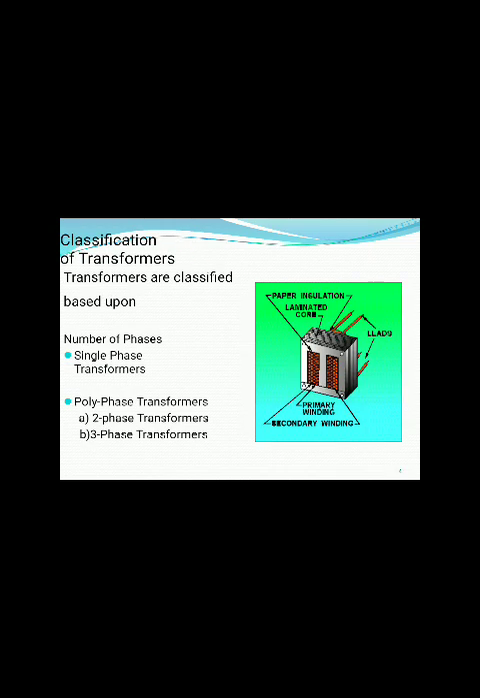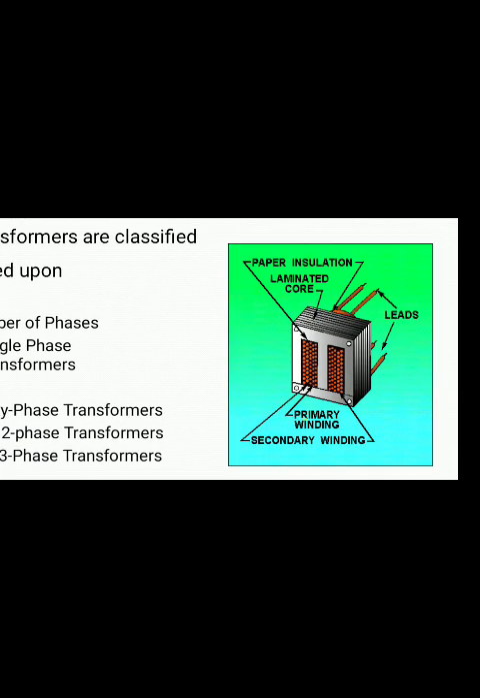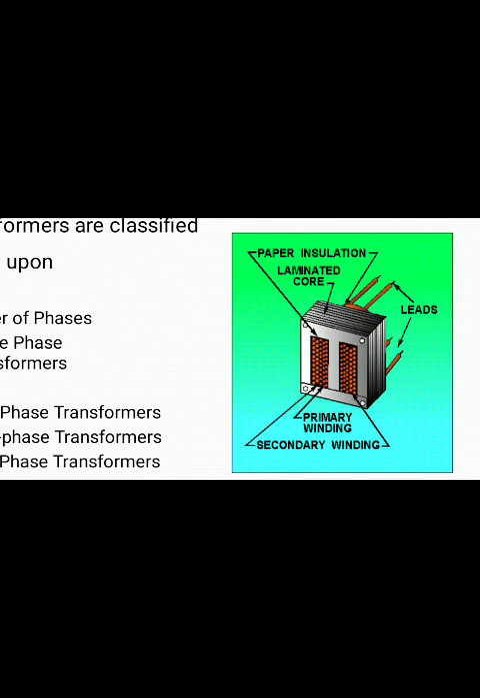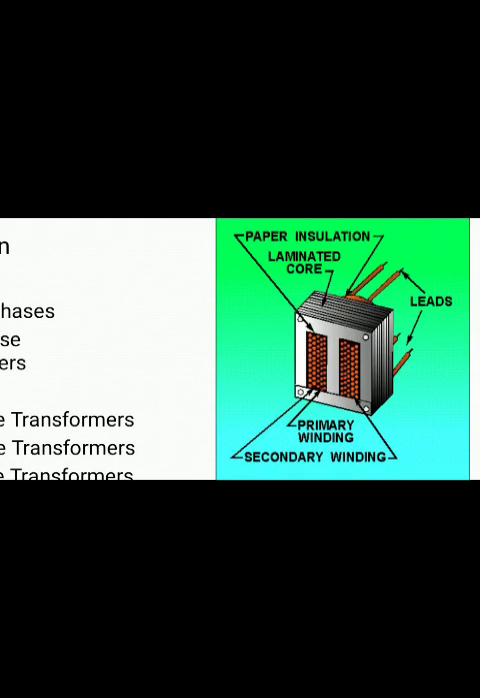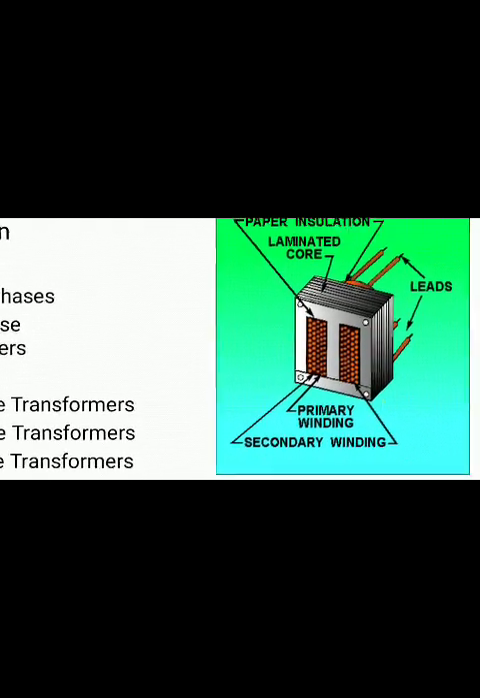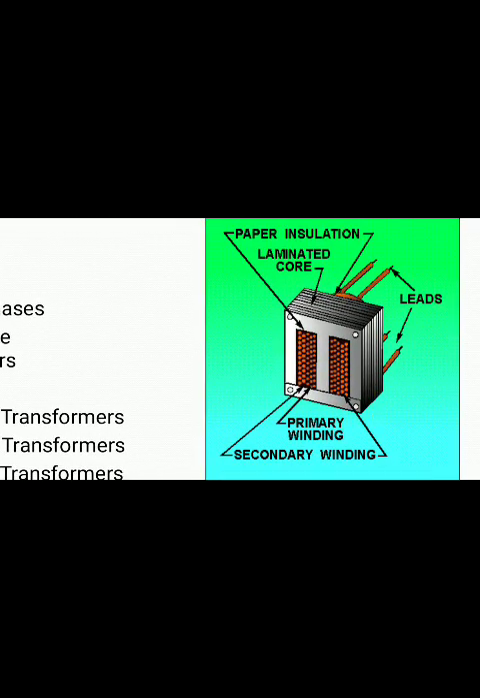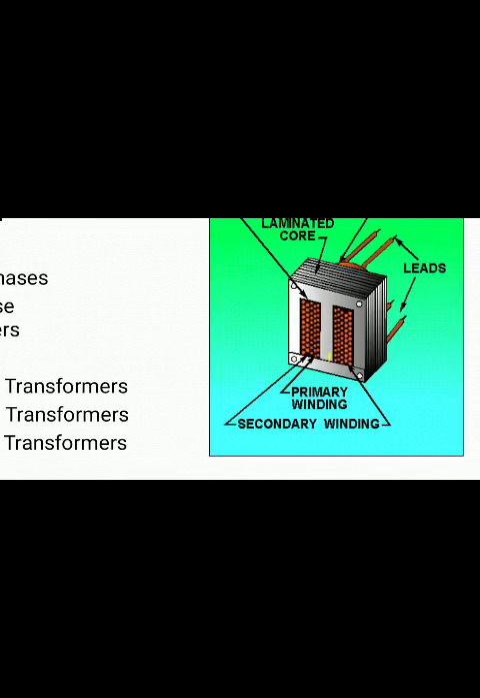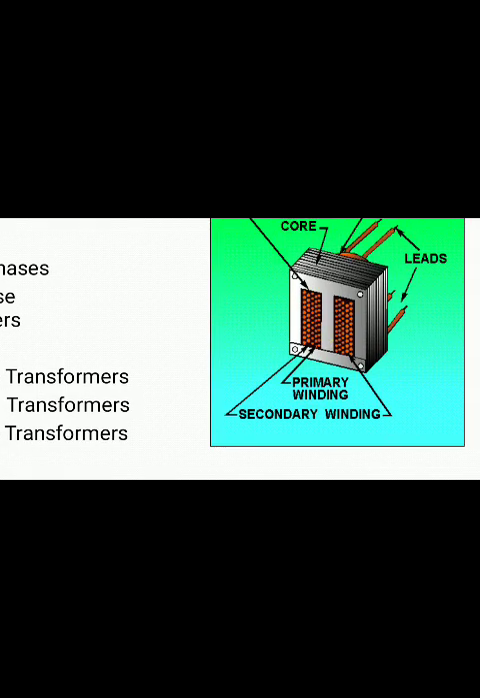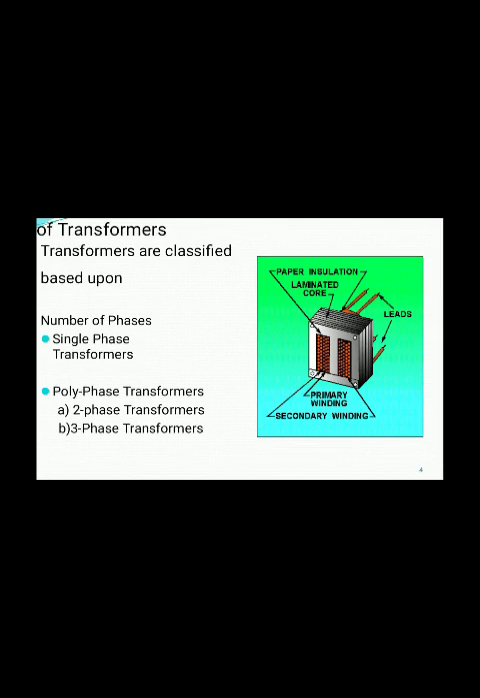Here, in this case, this is shell type. Here these are the laminated core. This is the laminated core. Here is the primary winding, and this is the secondary winding.